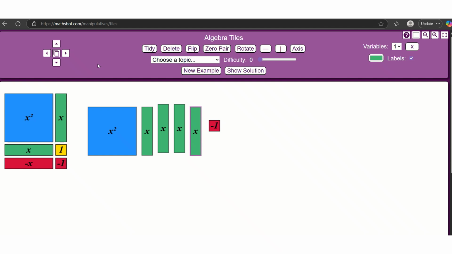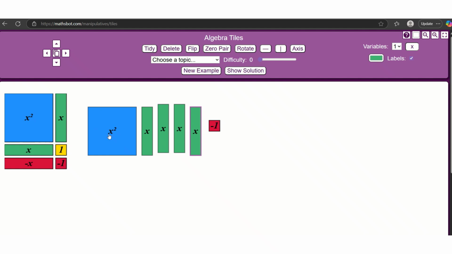Now, what we're going to do here is take the polynomials from the lesson and go through completing the square in this visual way using the tiles. I have here x squared plus 4x minus 1. That's the first of the examples. And literally, we are going to rearrange these tiles to make the largest square possible.